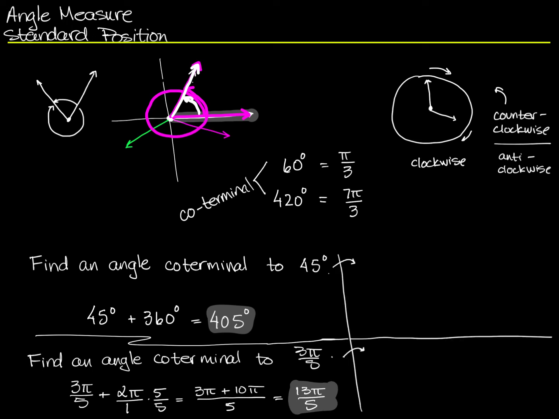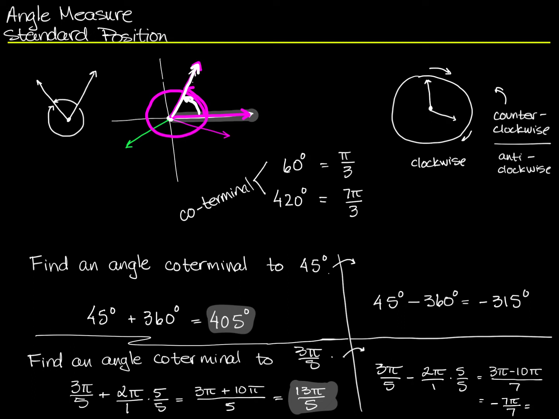Now, there's no rule that says we have to add a full circle. We can also subtract a full circle. So another angle that's coterminal with 45 degrees is 45 minus 360. And another angle that's coterminal with 3 pi over 5 is 3 pi over 5 minus 2 pi. When I do this arithmetic, I end up with negative 315 degrees. When I do this arithmetic, I end up with negative 7 pi over 5.